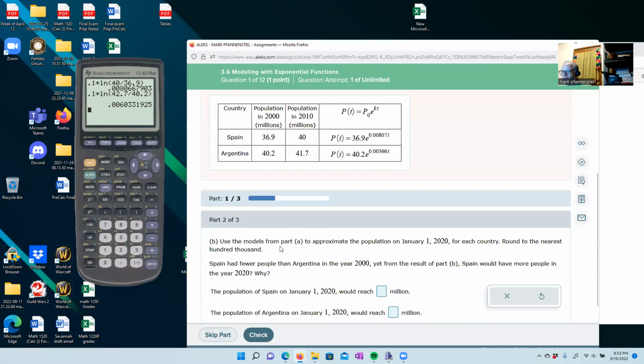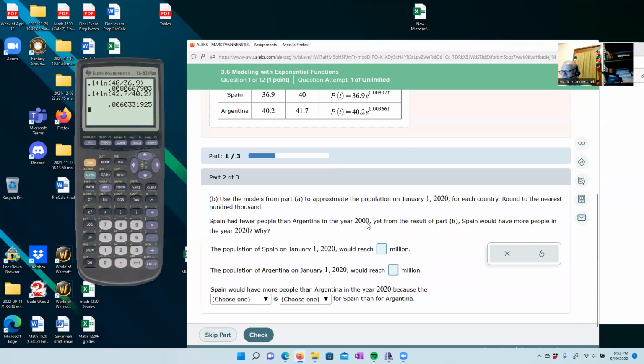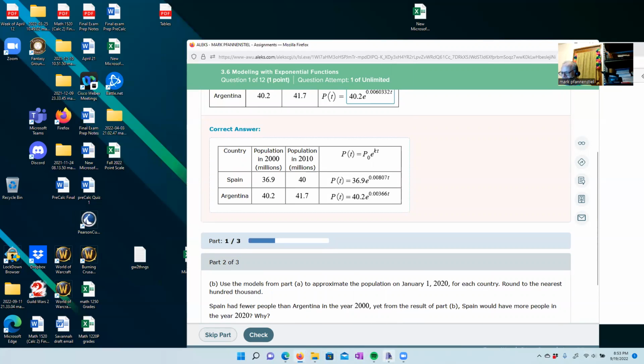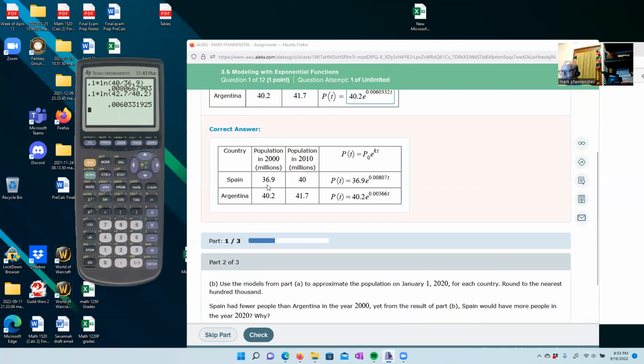Use the model from Part A to estimate the population in January 2020 for each country, down to the nearest 100,000. Spain had fewer people, and then we have more people. Let's show you how to do that calculation. I'm going to use the answers they gave me rather than my own. The current population: time is going to be 20 years, since 2000 to 2020 is 20 years.